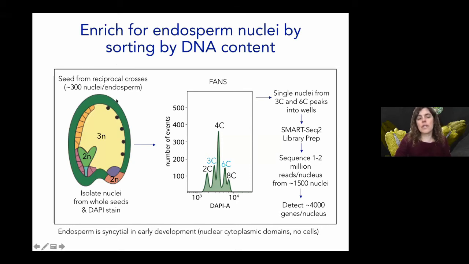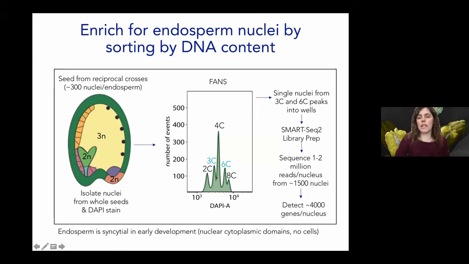So we took whole seeds, primarily at 4 days after pollination. We isolated nuclei, and then stained the nuclei with DAPI. What we can take advantage of to enrich for endosperm nuclei is this difference in ploidy. The endosperm is triploid, but the embryo and seed coat are diploid. So then when you sort the nuclei, you can sort individual nuclei primarily from the 3C and the 6C peaks.